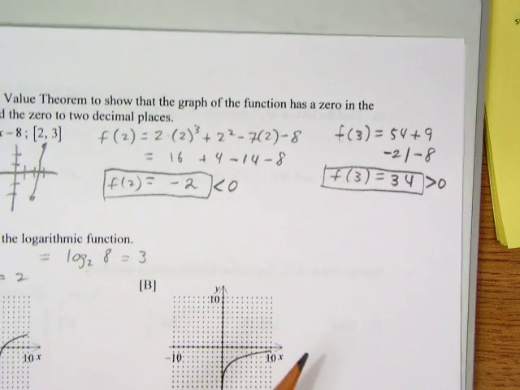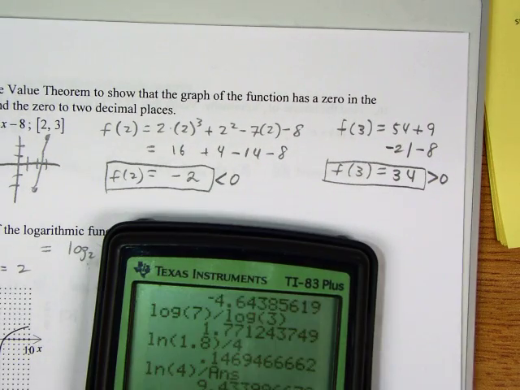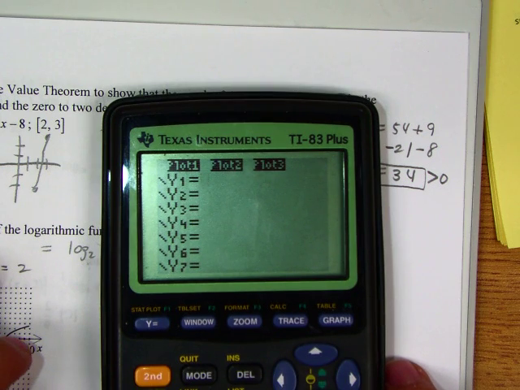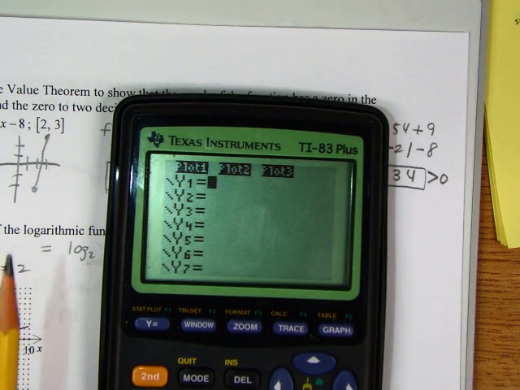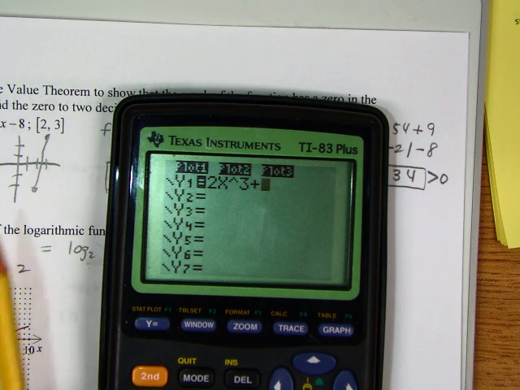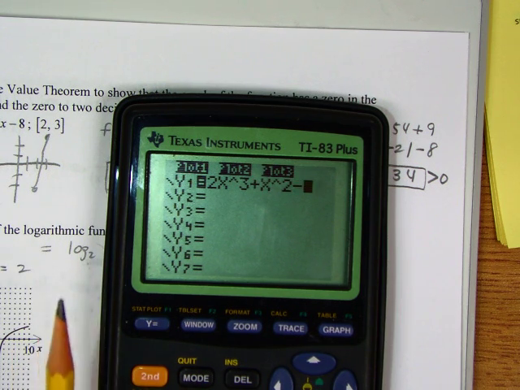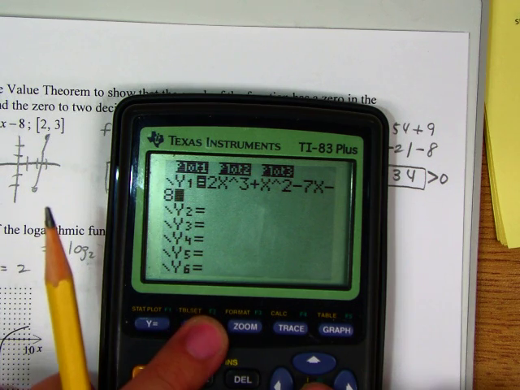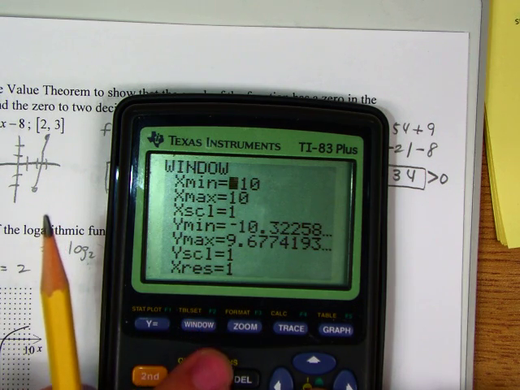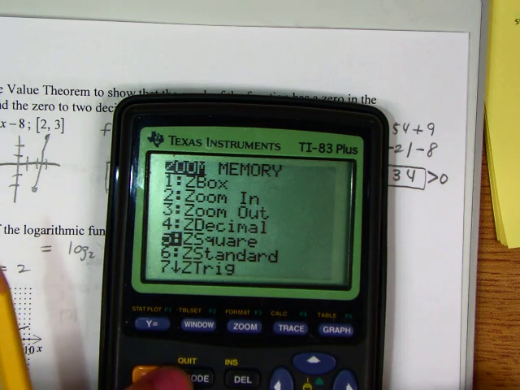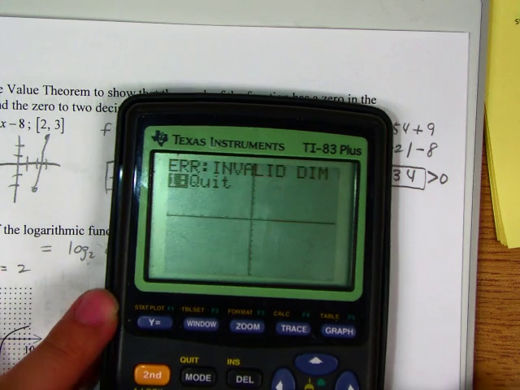The best way we can do that is to use your calculator. You can see what I'm doing here is I'm going to my y equals. I'm going to put it in: 2x to the third power plus x squared minus 7x minus 8. Okay, let's change our window to a standard. So I press zoom and I'm going to go back to the standard.